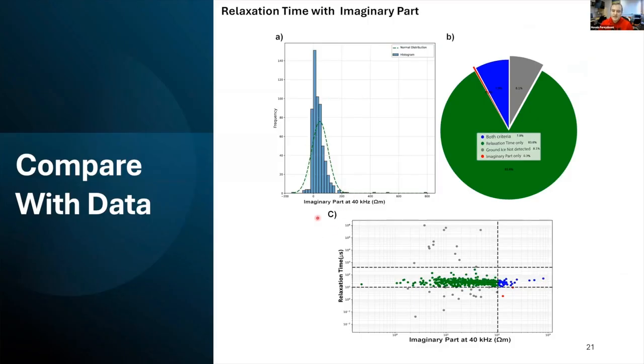And here is the imaginary part histogram. We just choose more than 2 times greater than a standard deviation as anomaly, and then compare the relaxation time and the imaginary part. So we put the threshold between 10 and 400 for being ice for the relaxation time, and around 100 as being ground ice in the imaginary part threshold.